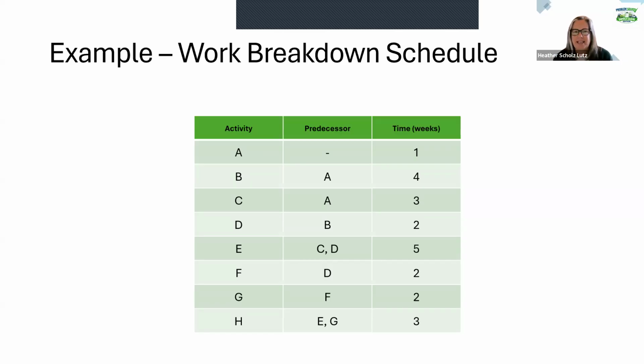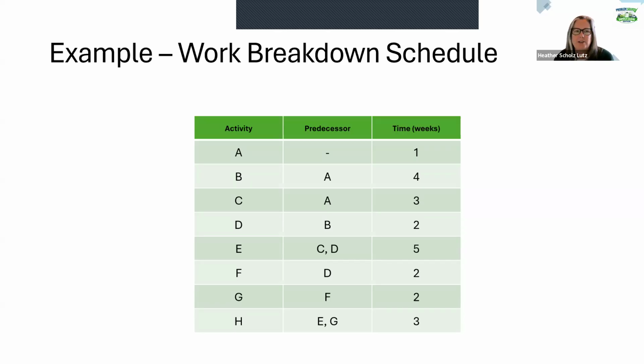So if we look at activity A, it says it has no predecessor. It's going to take 1 week. Activity B, though, has A as its predecessor. That means A has to be completed before activity B can start, and then it's going to take 4 weeks. And we just keep going through that.